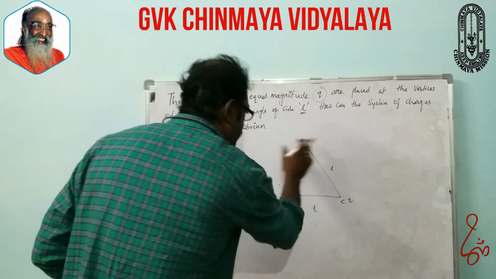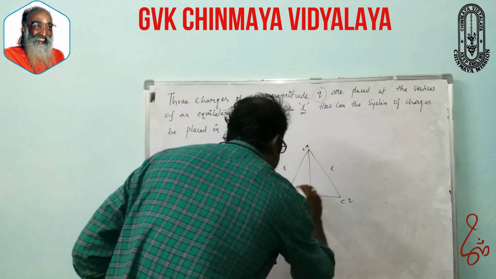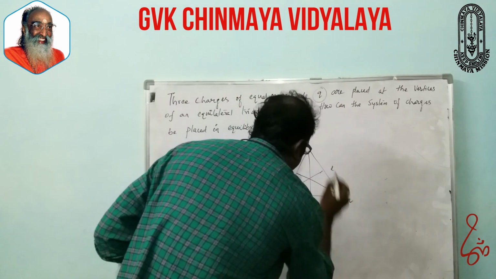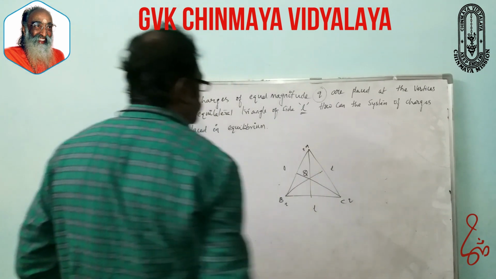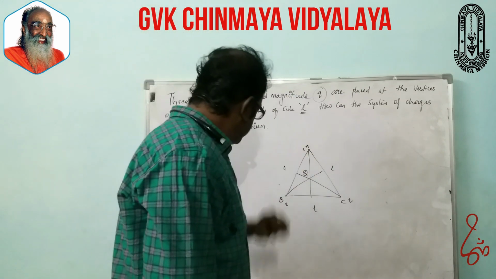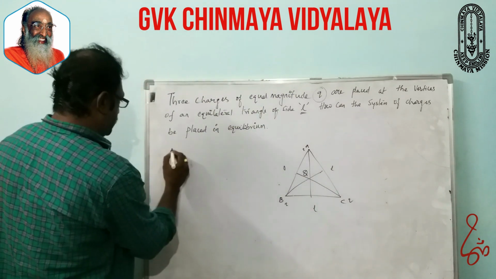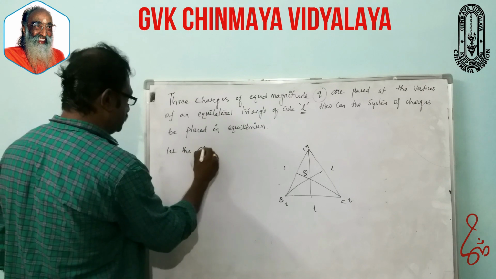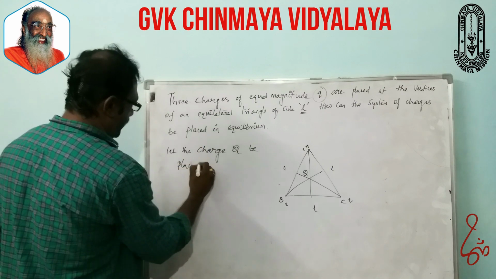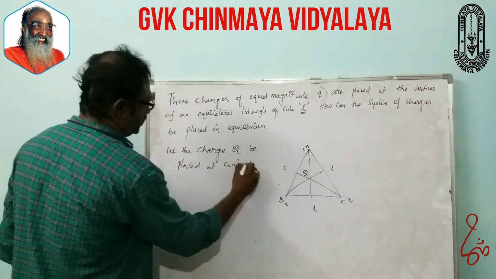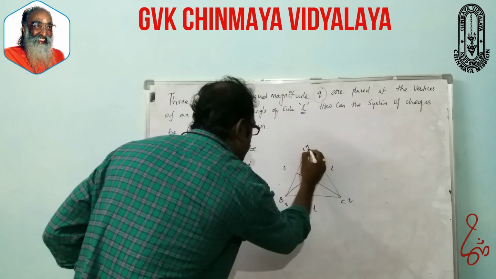We can easily understand that because it is an equilateral triangle, it will be at the centroid of the triangle. So at the centroid of the triangle we are going to keep a charge, let it be some Q. Because of this charge, the net force on each of these will be 0. So let the charge Q be placed at the centroid.